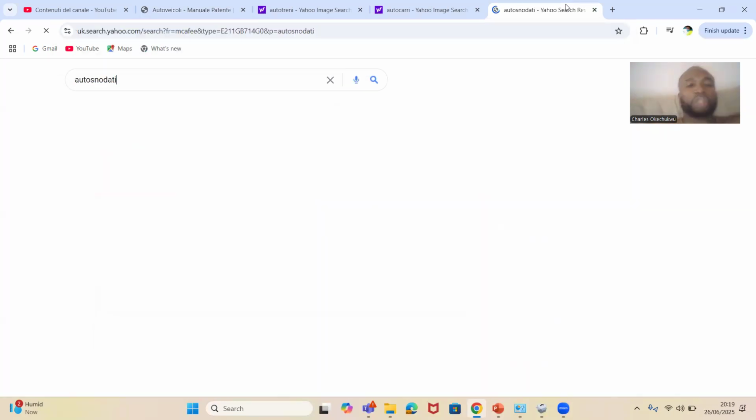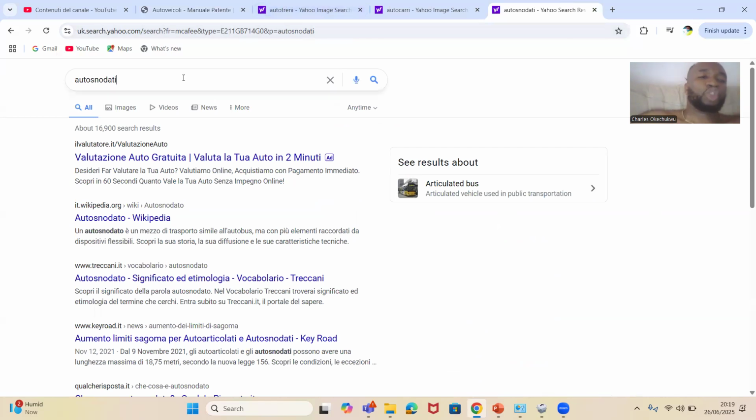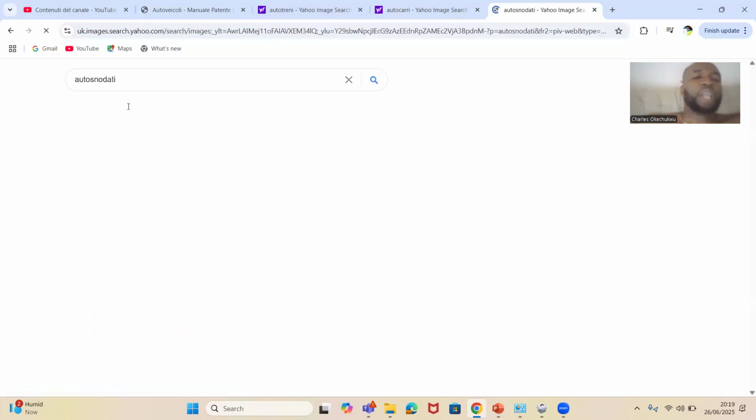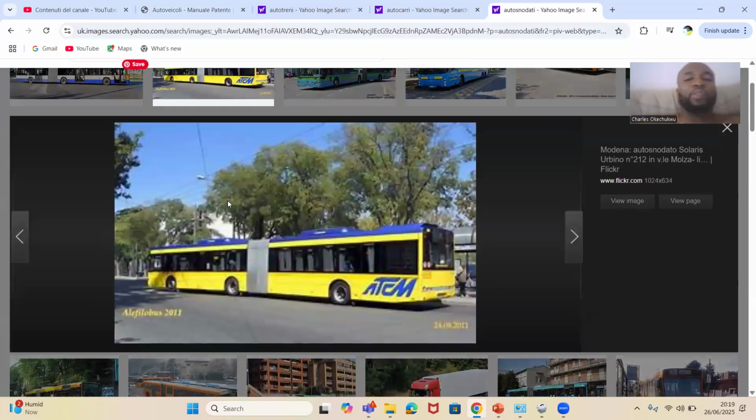Autosnodati. Now watch. Snodati because it's plural, autosnodato because it's one. Why do they call it autosnodati? Have you seen this kind of bus? Those that I stay in Padova. Have you seen this kind of bus that joins together?